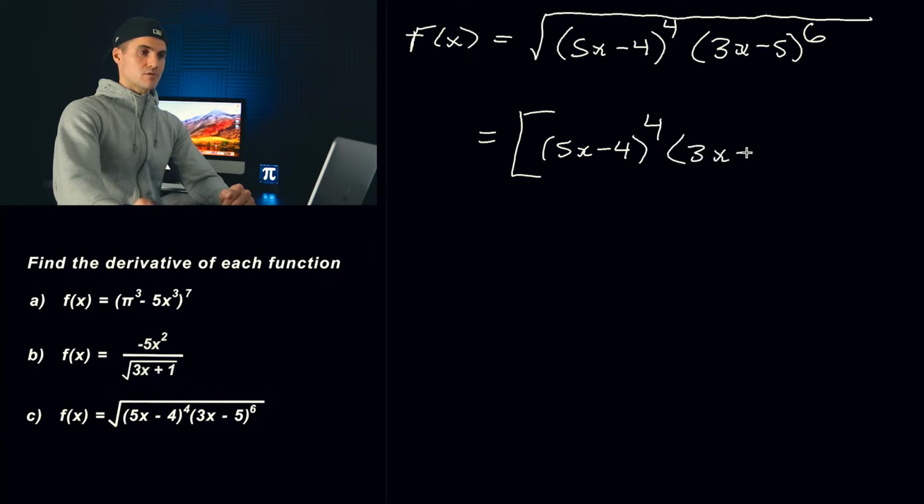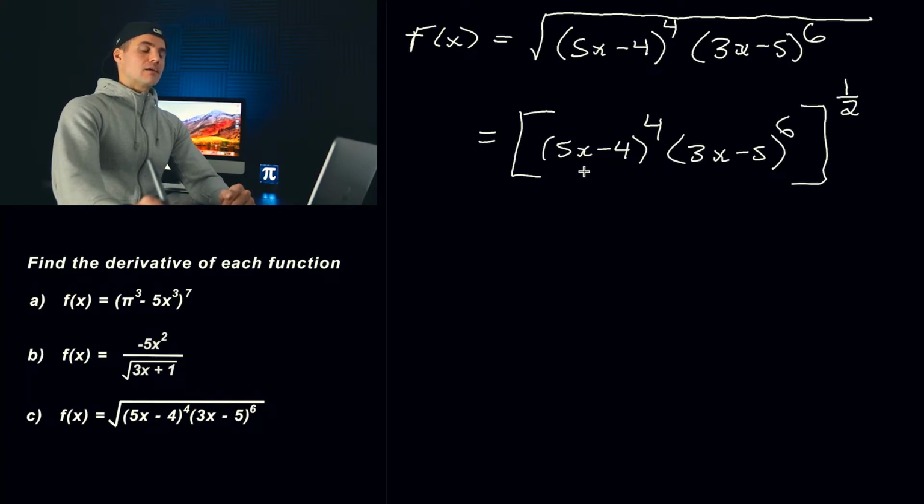First thing I'm going to do, as usual, is any roots, I'm going to rewrite them as rational exponents. So this square root, I can rewrite as to the power of a half, and that's basically that entire expression under the root, so we'll put that all in brackets.